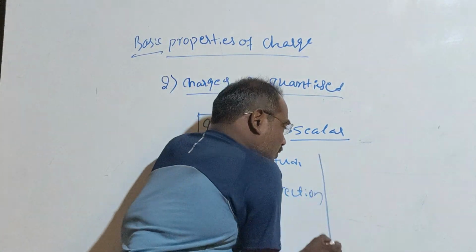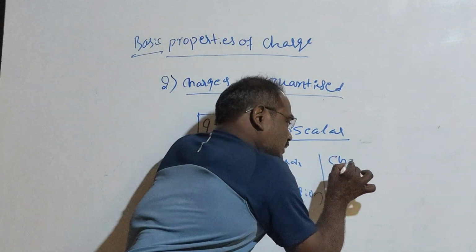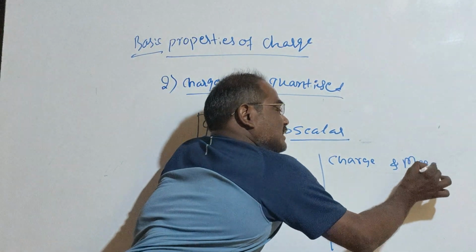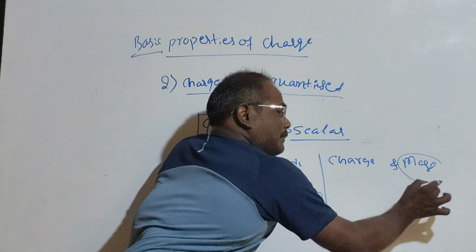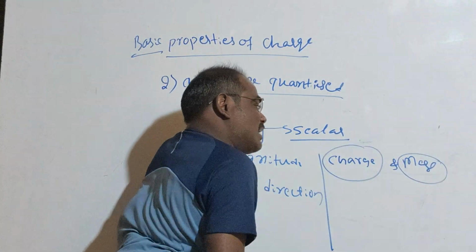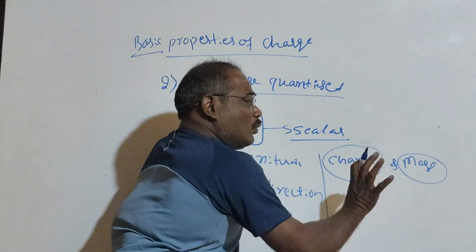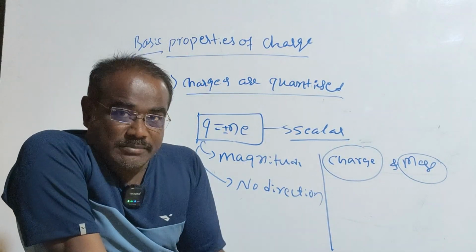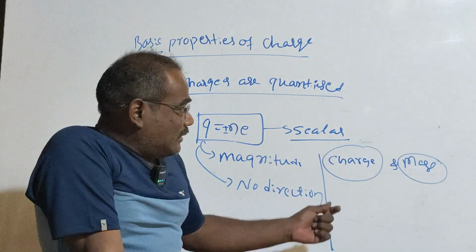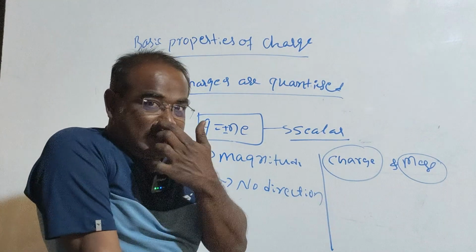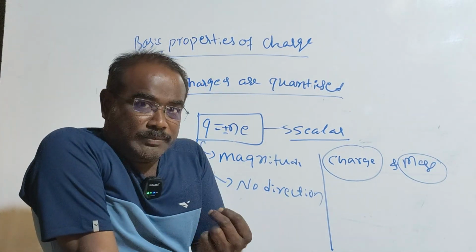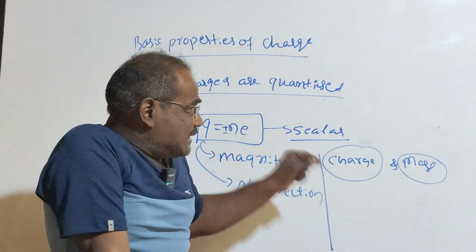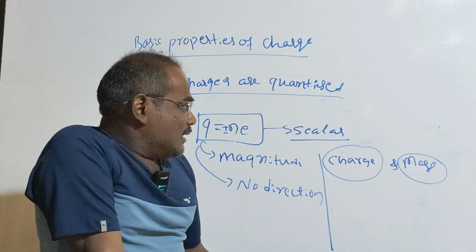But my dear friend, there is a difference between charge and mass. What is the difference between charge and mass? Masses only attract each other. One mass can attract another mass. But in case of charge, it happens both. Both means they may attract or they may repel. That is the next property we will discuss.